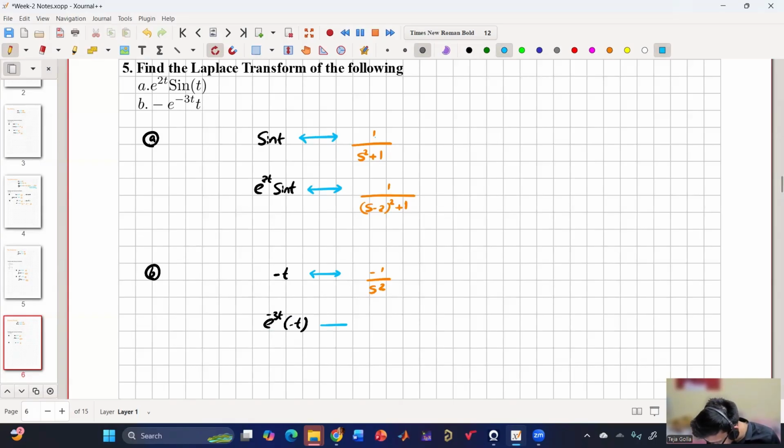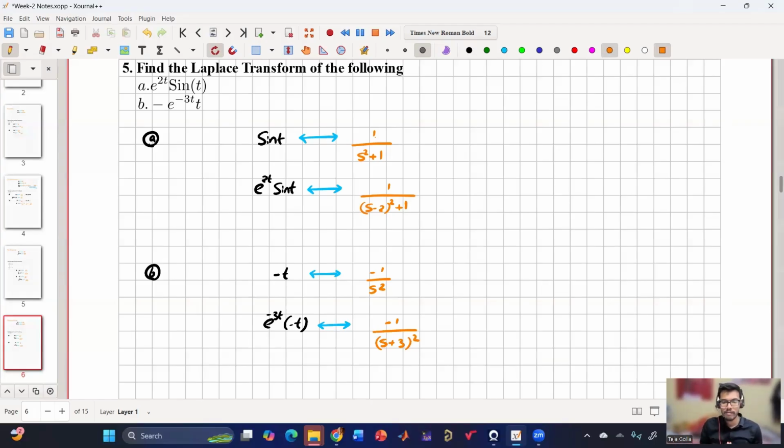E to the power minus 3t. Minus 1 by s plus 3 whole square. Yes, minus 1 by s plus 3. Because it is s minus of minus 3, which is 1 by s plus 3 whole square.